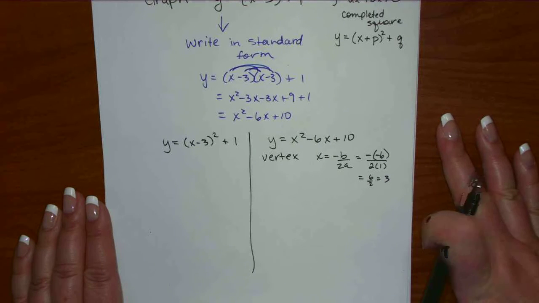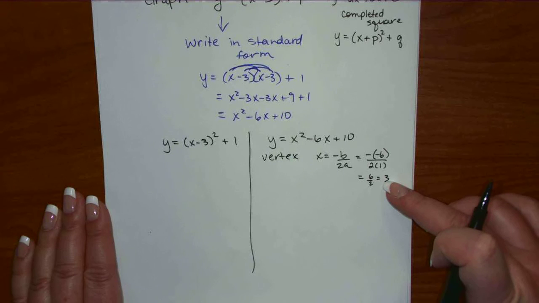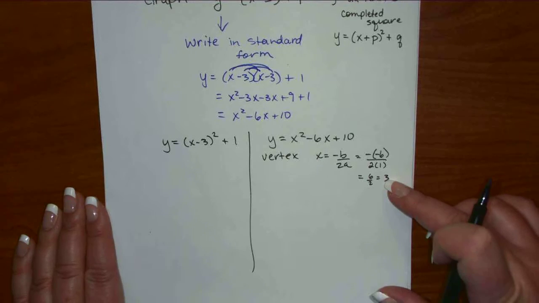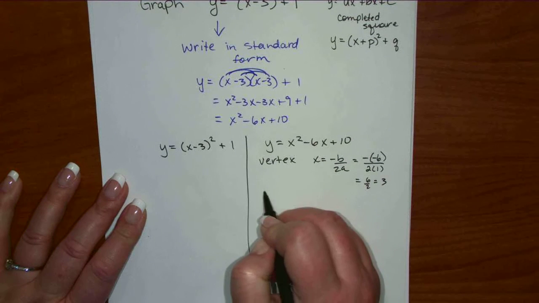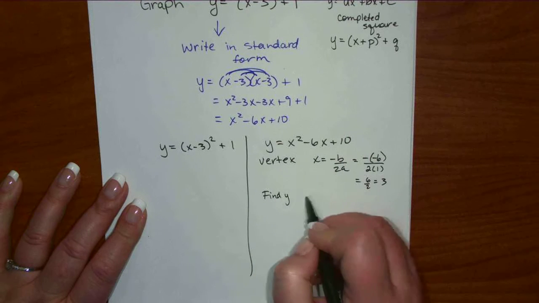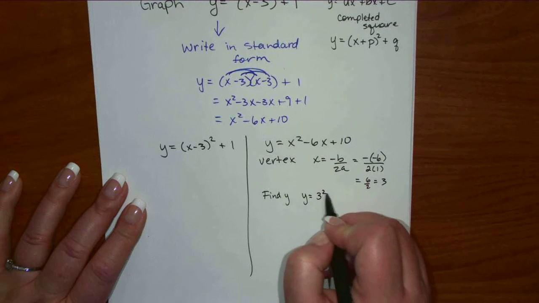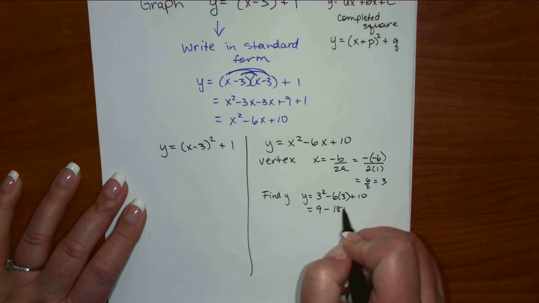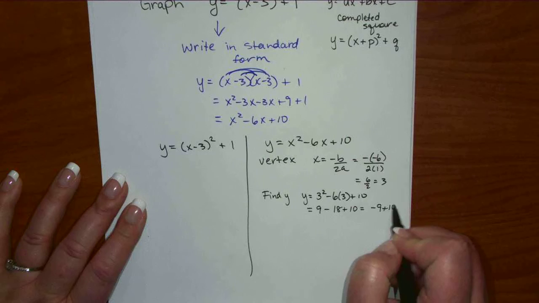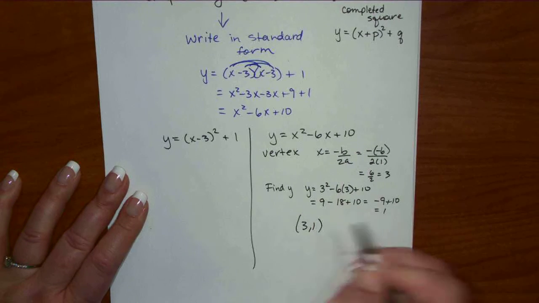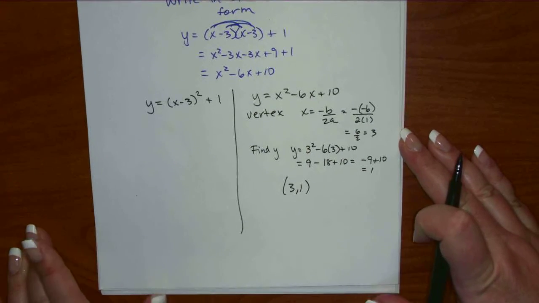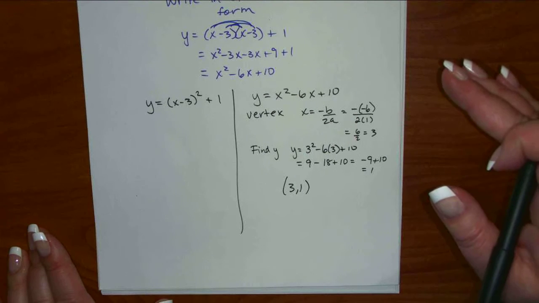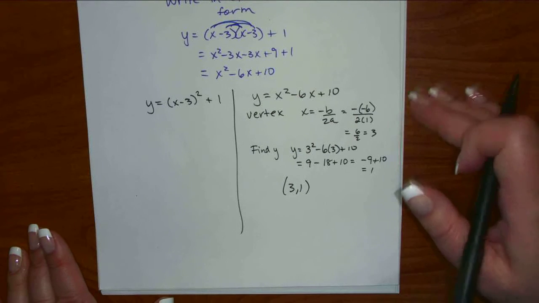Now what do we do with that? That isn't a point yet. It's just the x value of the vertex. What do we do to find the y value? Plug it in to the original equation, and so we need to find y. So we plug it in, 3 squared minus 6 times 3 plus 10. So 9 minus 18 plus 10 is 1. So here's our vertex. Not too hard to do that. You know your formula, you take that number, whatever you get, and you plug it in.